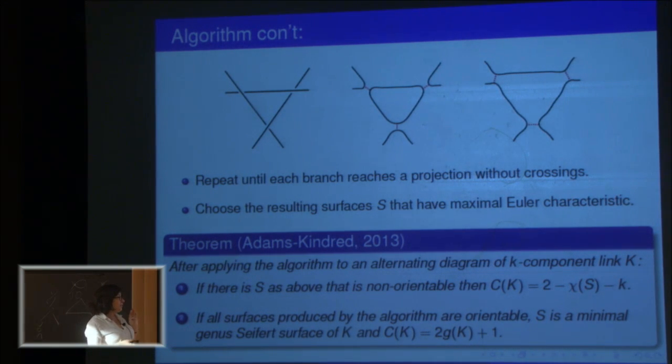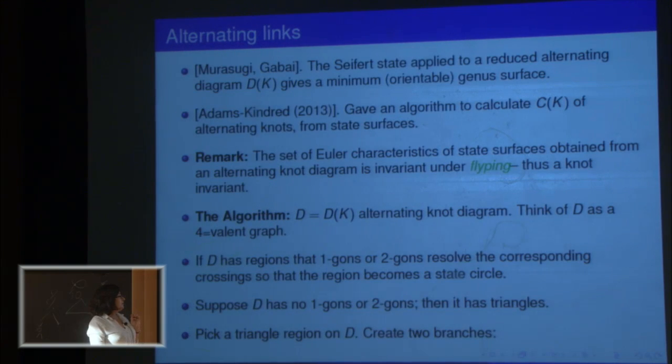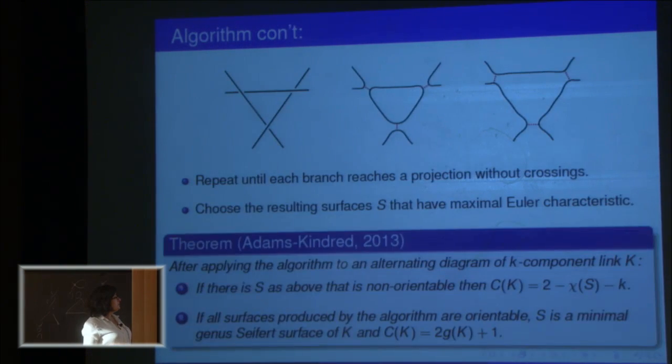And it doesn't matter which alternating projection you choose, because as I remarked earlier, we know that different projections of the same alternating knot or link are related by flipping. And so one can sit down and show that the set of Euler characteristics and the information of orientable, non-orientable is preserved under flipping. Okay? All right, so this is how you find it.